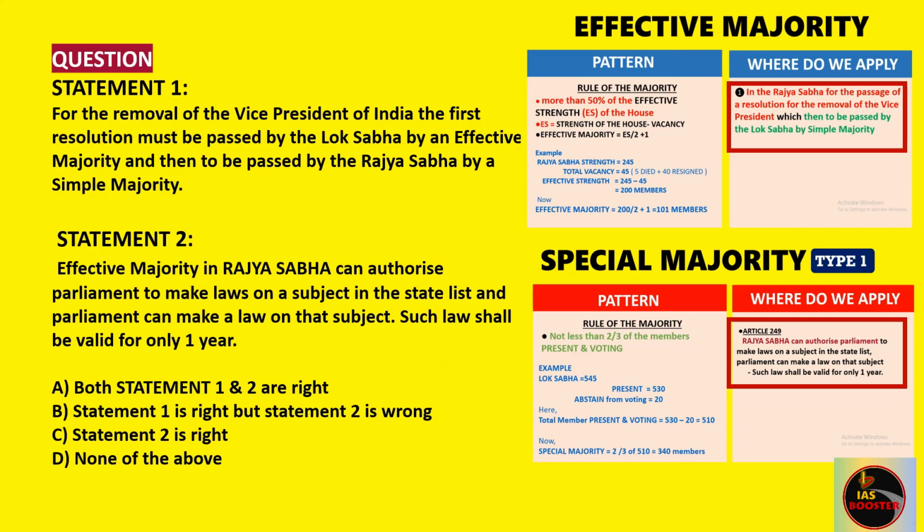So here we'll get the correct answer. Let's see the options. Both statements 1 and 2 are right: this is wrong, because both are wrong. Statement 1 is right: this is also wrong. Statement 2 is right: this is also wrong. None of the above. So we don't find any correct answer among the first three, and ultimately the correct answer is none of the above. That is option D.